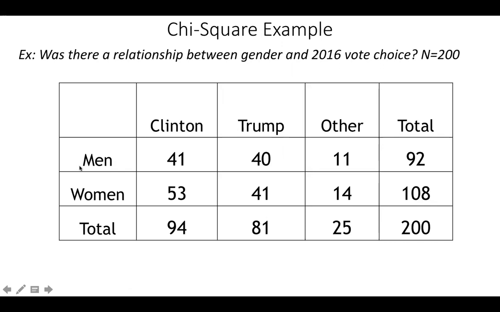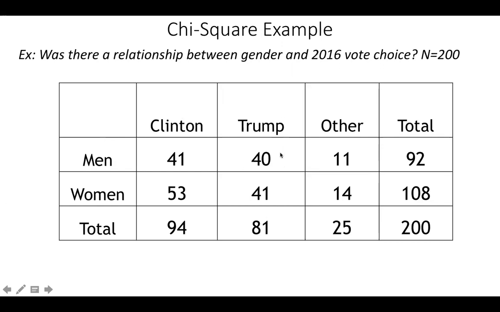So here I have my gender variable. It has two categories, men and women. This row here is men. The second row here is women. We see we have a total of 92 men and a total of 108 women in our sample.